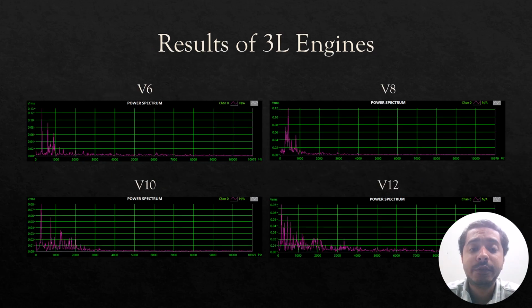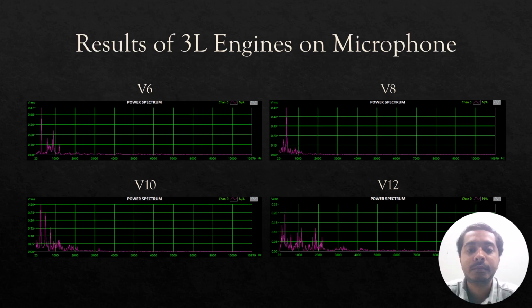So this slide shows the VRMS power levels for the 3-liter engines. As expected, the V10 and V12 engines produced more power acoustically than V6 and V8. This is primarily due to their greater number of combustion events per cycle and larger airflow volumes. Even though all engines were the same size in terms of displacement, the extra cylinders created more complex harmonic content and louder overall sounds.